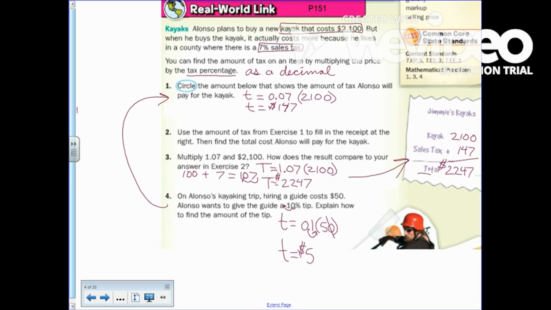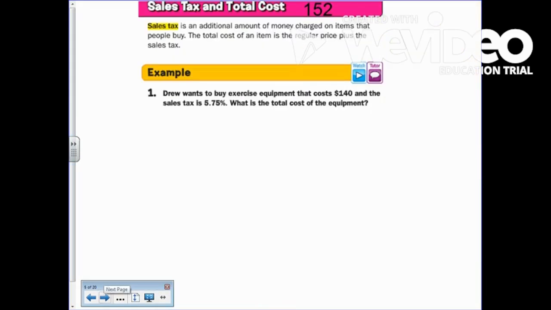So let's go on to page 152 and look at some additional examples. Sales tax and total cost. Sales tax is an additional amount of money charged on items that people buy. The total cost of the item is the regular price plus the sales tax. So there's actually 2 things there. Sales tax, which is an additional cost that goes to the government, and then there's the total cost, which is the regular price plus the sales tax. Drew wants to buy exercise equipment that costs $140 and the sales tax is 5.75%.